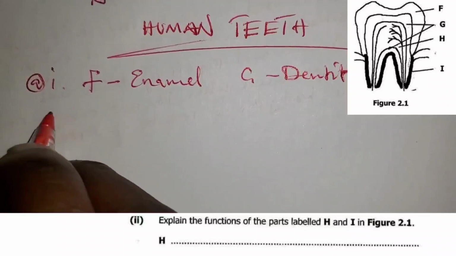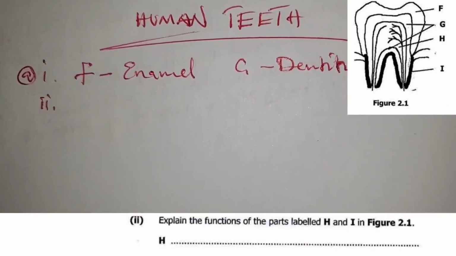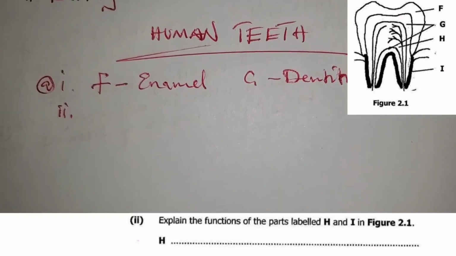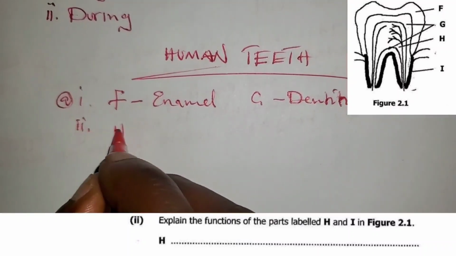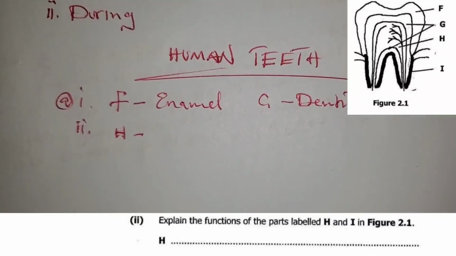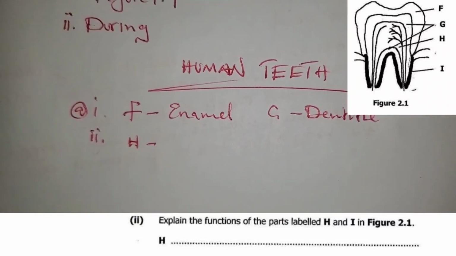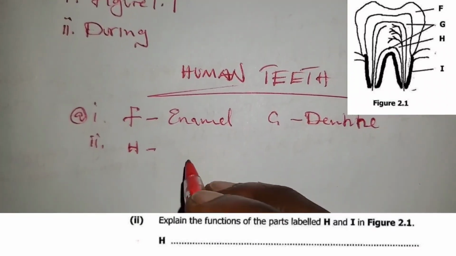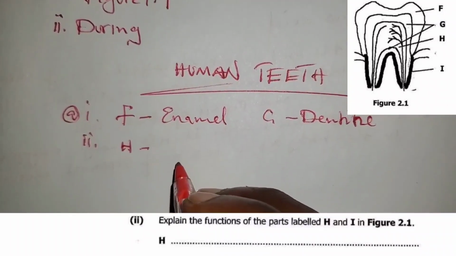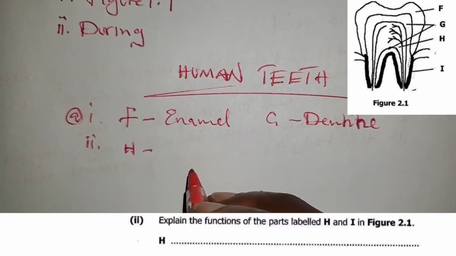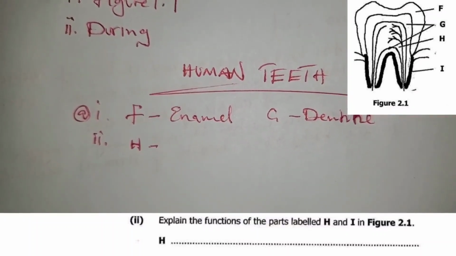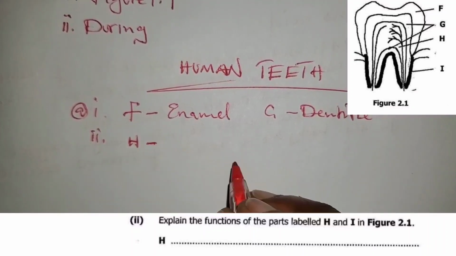Then they're saying number 2, under question A, explain the functions of the parts labeled H and I. So the functions of labeled H. Look at where H is pointing. That area contains nerve cells and also blood vessels. Okay, it contains nerve cells and blood vessels.